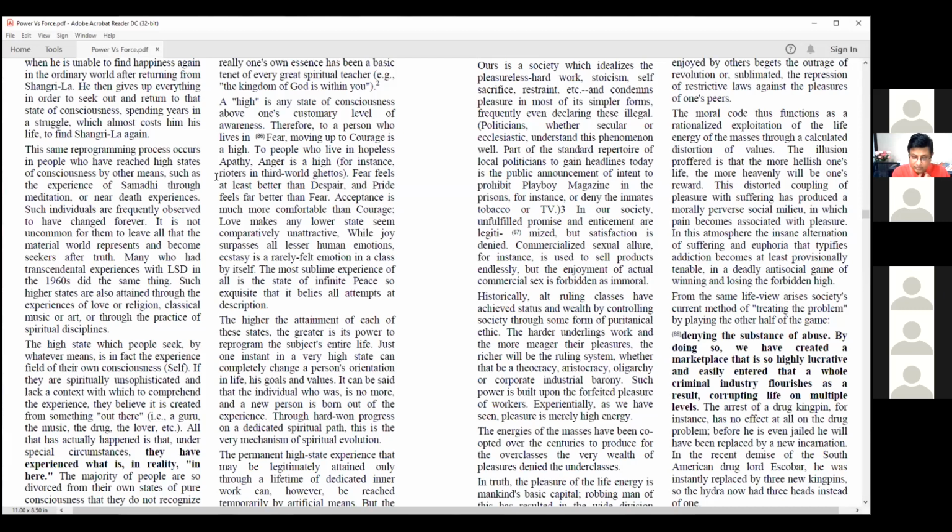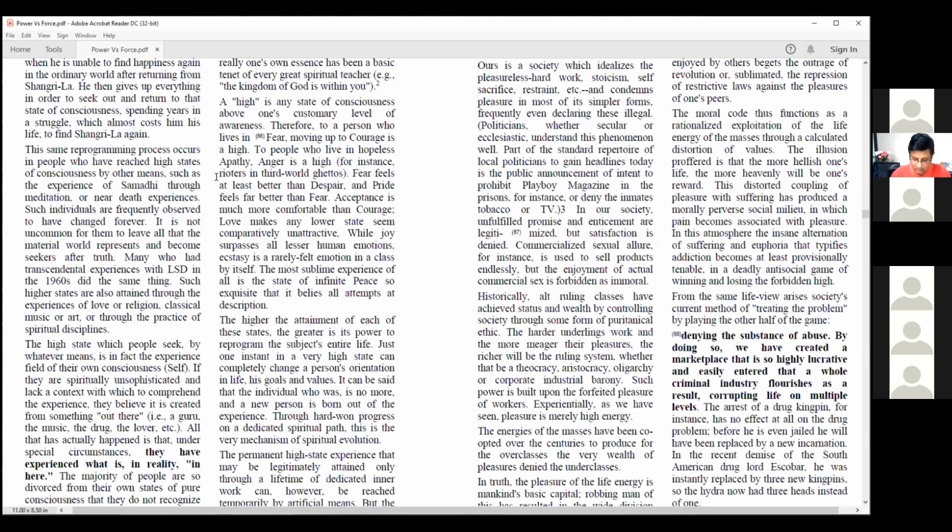Ours is a society which idealizes the pleasureless hard work, stoicism, self-sacrifice, restraint, and condemns pleasure in most of its simpler forms, frequently even declaring these illegal. Politicians, whether secular or ecclesiastic, understand this phenomenon well. Part of the standard repertoire of local politicians to gain headlines today is the public announcement of intent to prohibit Playboy magazines in the prisons, for instance, or deny the inmates tobacco or TV. In our society, unfulfilled promise and enticement are legitimized, but satisfaction is denied.